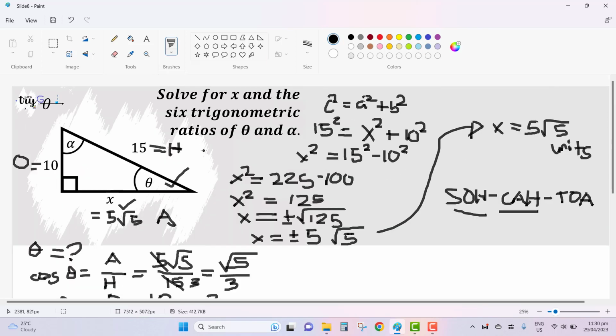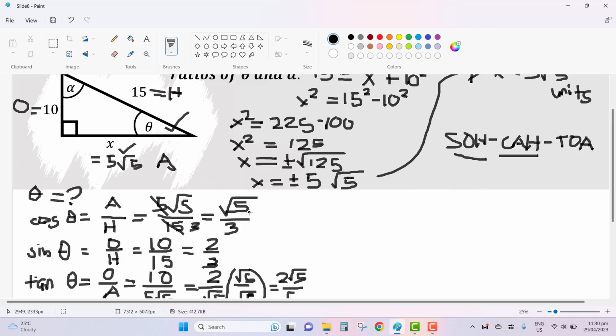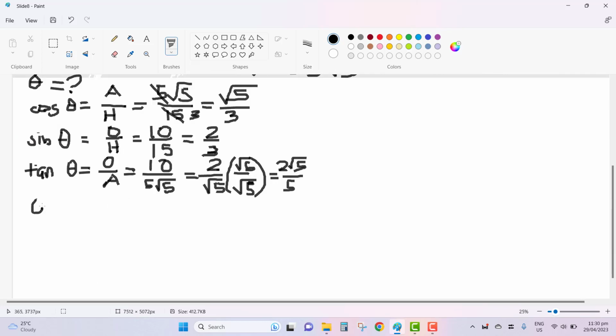The next trigonometric ratios are the secant, cosecant, and cotangent. Let's start with cotangent. Now, cotangent can still be computed as the ratio between the adjacent side and opposite side.